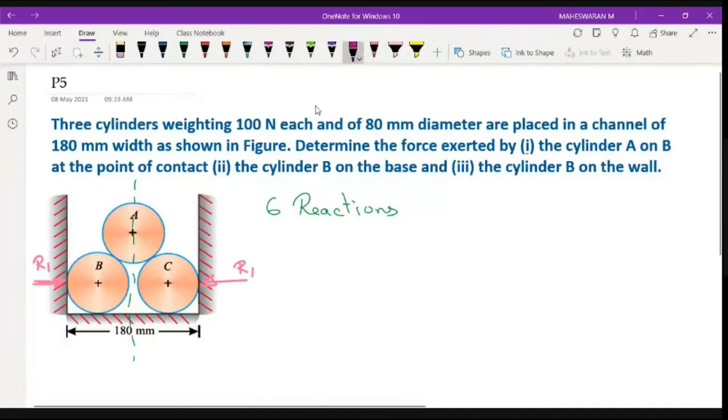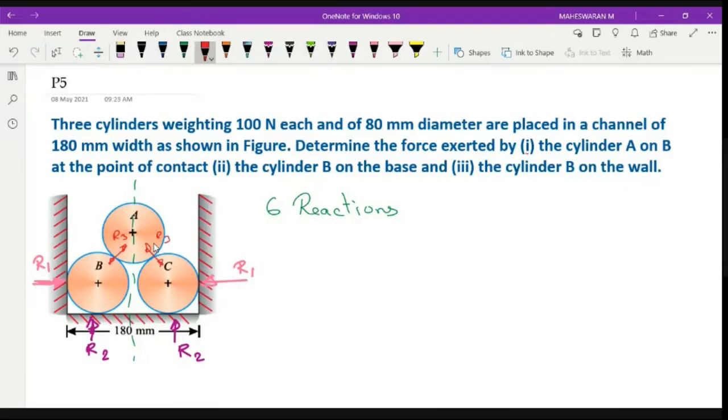Similarly, the reaction here will be equal to this reaction. If I consider this as R2, this is also R. And the third one, the reaction here is equal to this reaction. This is R3, this is also R. Because it is purely symmetrical, don't waste your time identifying all these things. Concentrate on one side. Whatever reactions you identify on that side will be equal to the other. You can consider it like that and we can solve it.